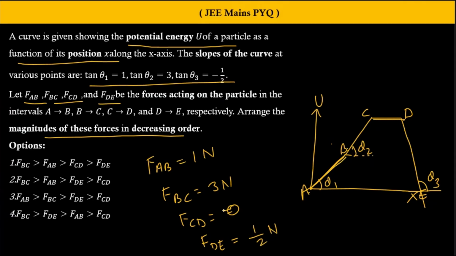Okay. So now arrange the forces in decreasing order. So सबसे पहले maximum को आप लिख लो FBC greater than FAB. So this is this and greater than FDE and greater than FCD. So second one looks correct.